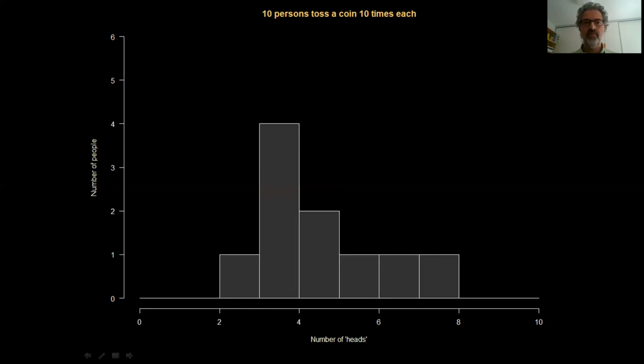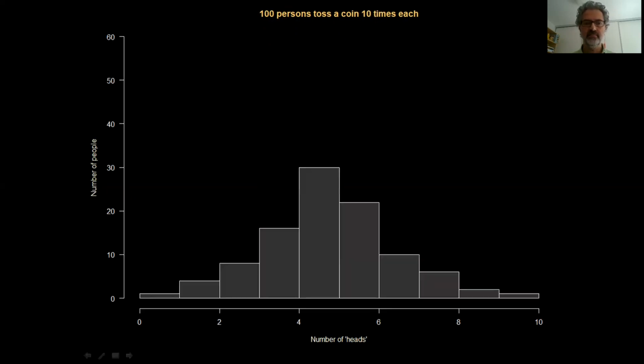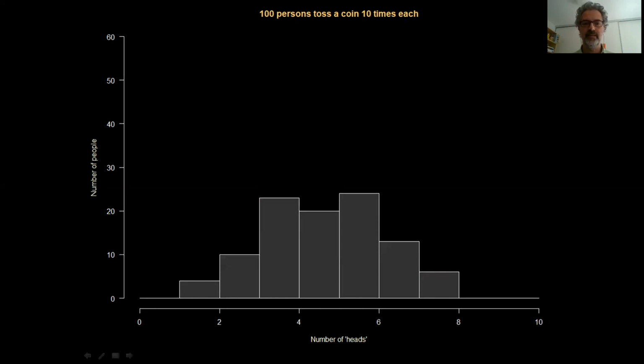What if we had more people flipping coins? So 100 students, simulated students, tossing a simulated coin 10 times each. This is my first simulated outcome. Let's have a different simulated group of 100 people. What will happen? This is what happened. Let's have a third group of 100 people. That's the outcome. So there's still fluctuation, but they're much more similar to one another. These groups of 100 people are much more similar to one another than the groups of 10 people.